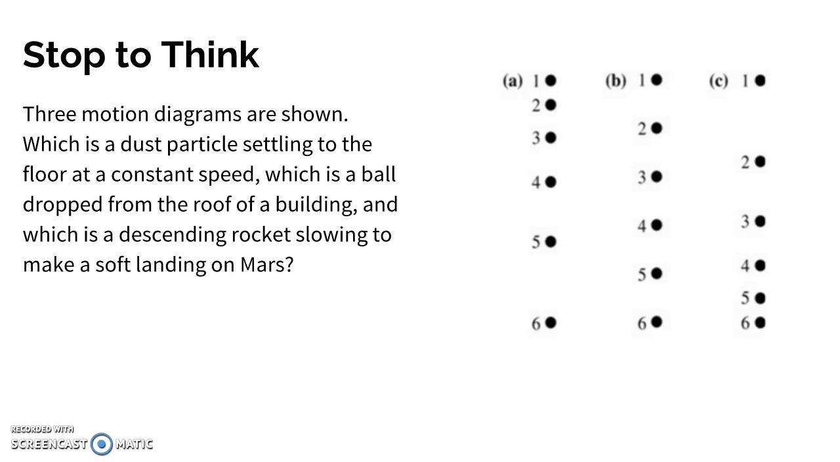And then finally, good testing strategy: we've already gotten rid of A and B, so we know C is going to be the rocket slowing down. But we can also come up with the answer by analyzing the situation. We have a rocket slowing down, so we're going to have larger spaces becoming smaller, so that's going to be option C.